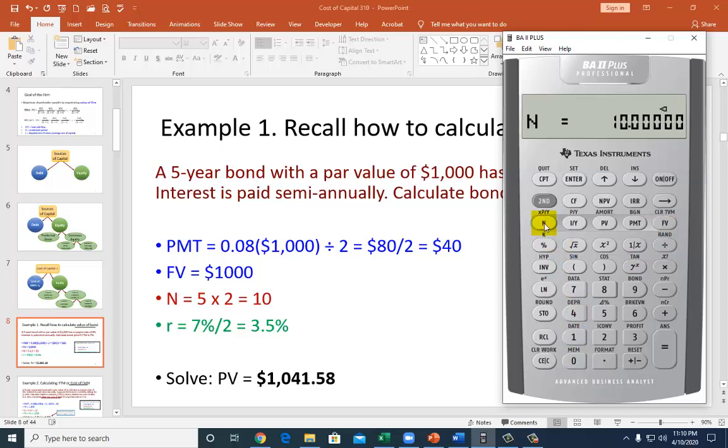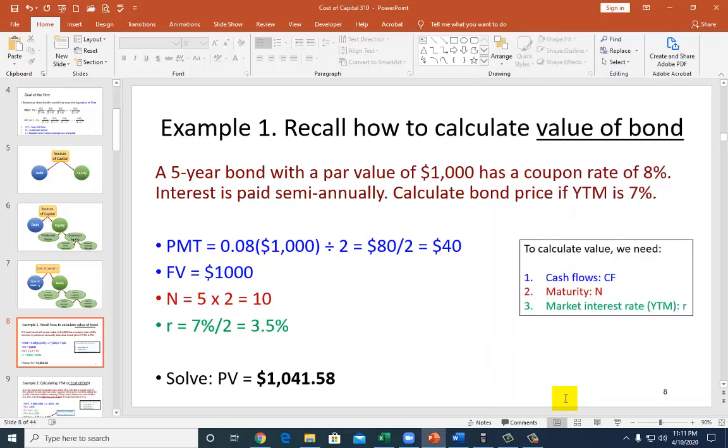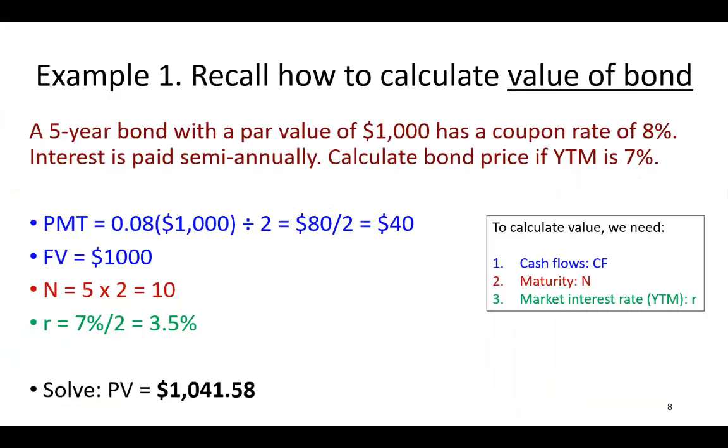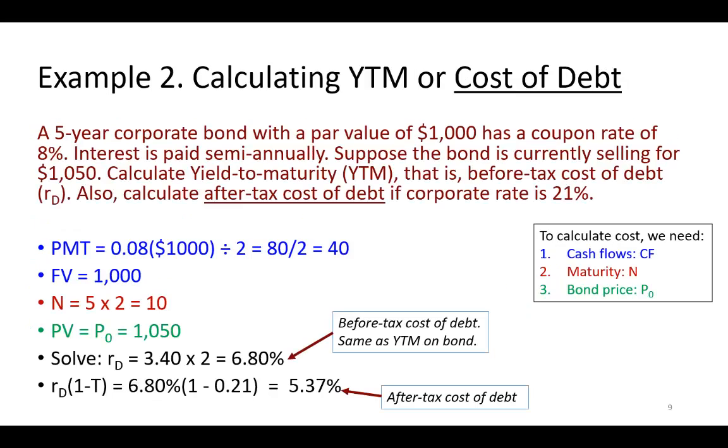10 is N, and then 3.5 is going to be our I/Y, and so we compute present value, compute PV. To remove this negative sign, click the plus-minus key, and that's your result right there. And so armed with that basic information, we're now ready to calculate the cost of debt, which is the yield to maturity on a bond.